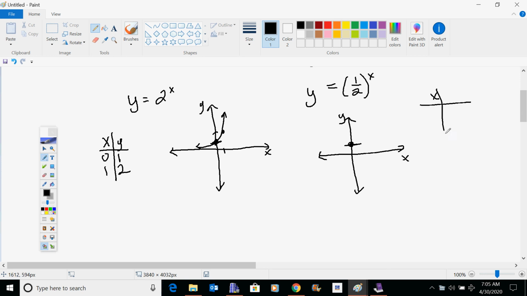Because when x is 0, 1/2 to the 0 power is 1. If I wanted to, I can plug in a 1 here. 1/2 to the first power is a half. So there would be your half, and you're coming down like this. And it's a decay function.